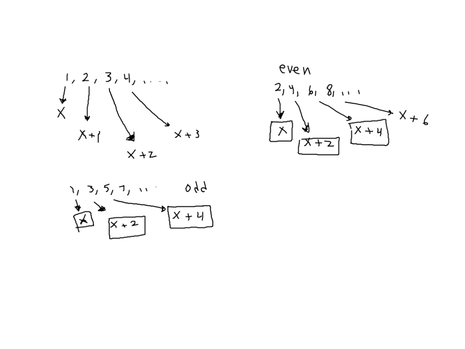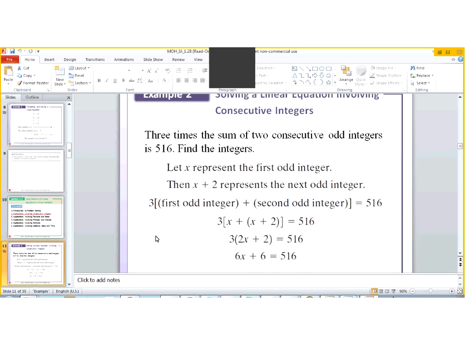So let's take a look at the example that we had earlier. We were looking at this example here. We have 3 times the sum of 2 consecutive odd integers is 516. Find the integers. So in this case, we let x represent the first odd integer. So the next one is x plus 2. So now we see why this is x and why this is x plus 2, right?